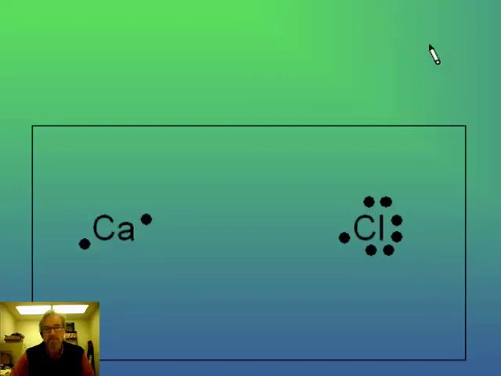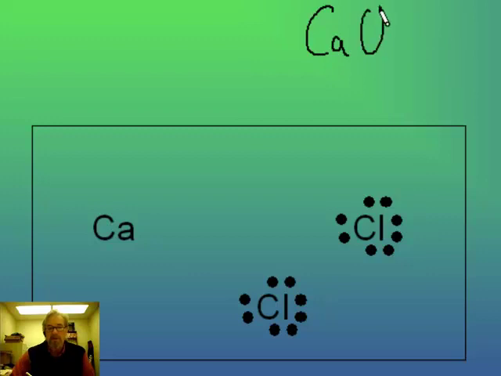Calcium and chlorine. Calcium now needs to lose 2 electrons. Chlorine needs to gain just 1. So calcium can transfer that 1 electron to a chlorine, but it's going to have to get another chlorine, which needs that second electron, to become fully stable. So in this situation, we can see by watching what happened to the dots that 1 calcium can stabilize 2 chlorines. So the formula for this compound is going to be Ca1Cl2, or just CaCl2.